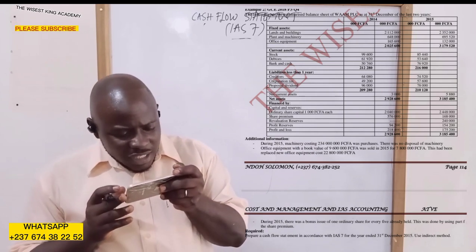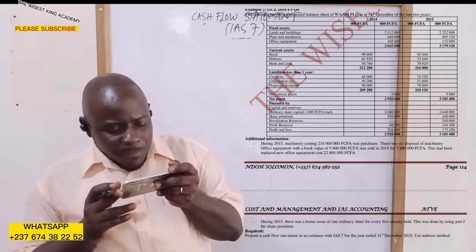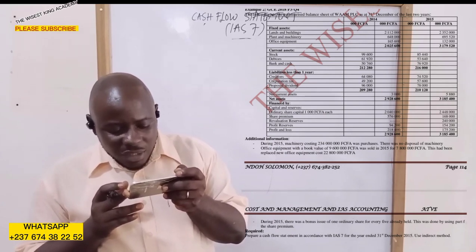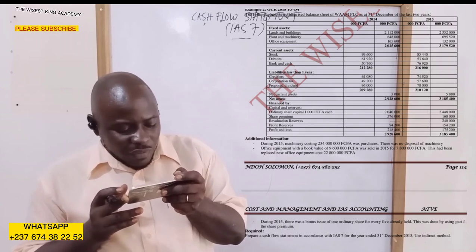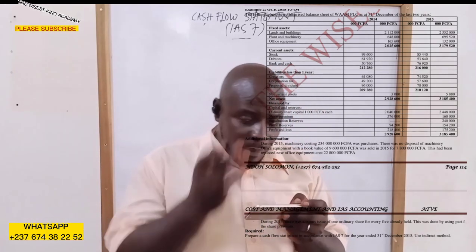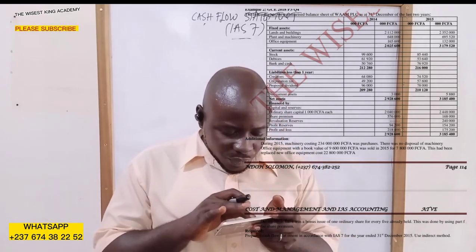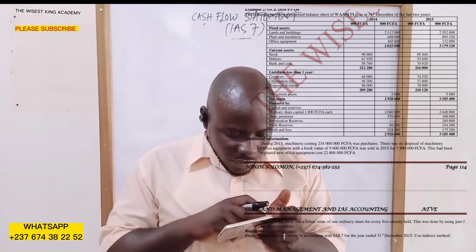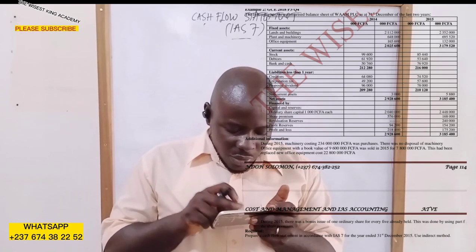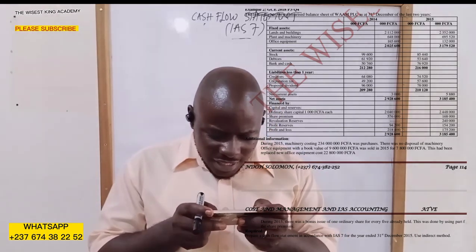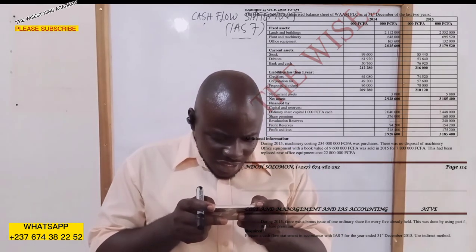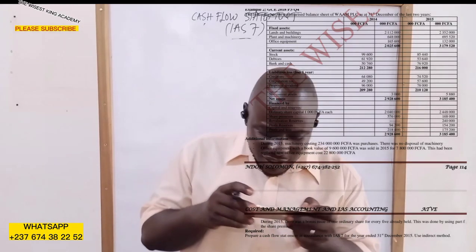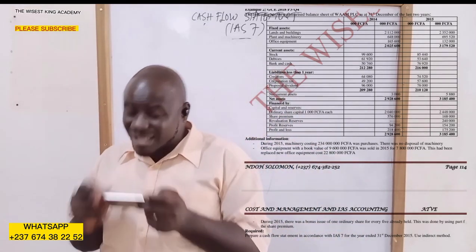Now, during 2015, there was a bonus issue of one ordinary share for every 5 already held. This was done by using part of the share premium. So if we go back up, let's look at our share premium. You will discover that there has been a decrease in share premium. At the beginning, we have 576,000, but at the end, we have 168,000.